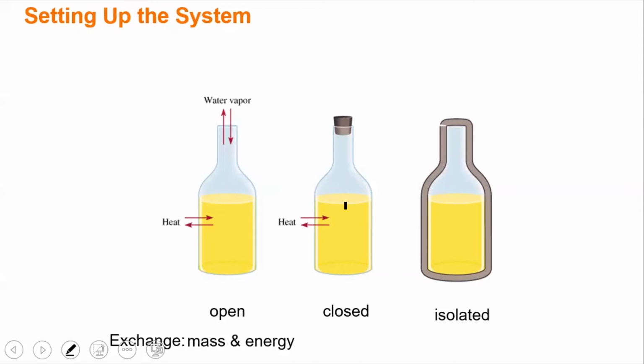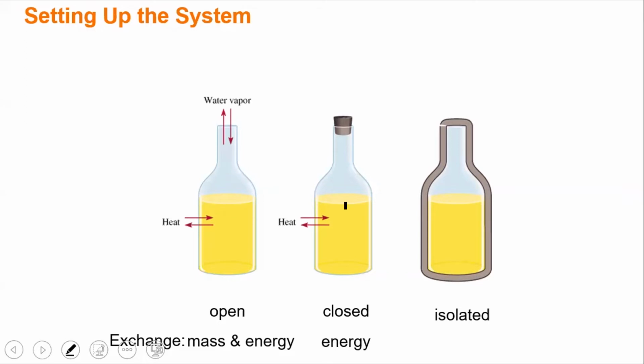In the second case, I put a stopper on the bottle. That means that although the water is vaporizing, the total amount of material inside the flask remains the same. However, because there's no insulation, that water can still exchange heat with the surroundings. We call this a closed system, and it allows only for the exchange of energy.